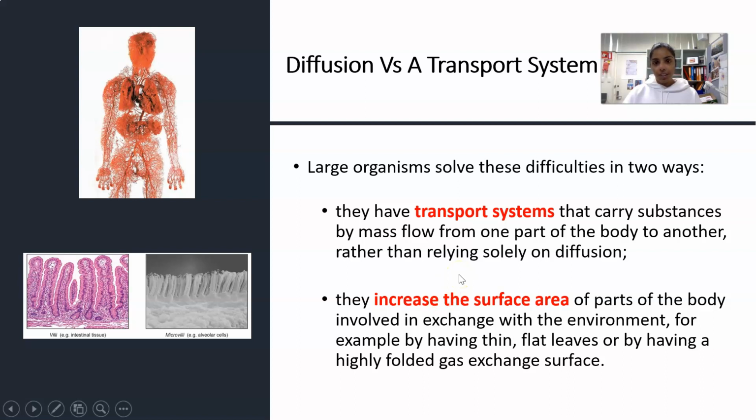How we deal with the problem of having a smaller surface area to volume ratio compared to smaller organisms is by having a transport system. So if you look at this image here, these are the blood vessels in a human and some of the organs. What we can see is that there's a really dense network of blood vessels.